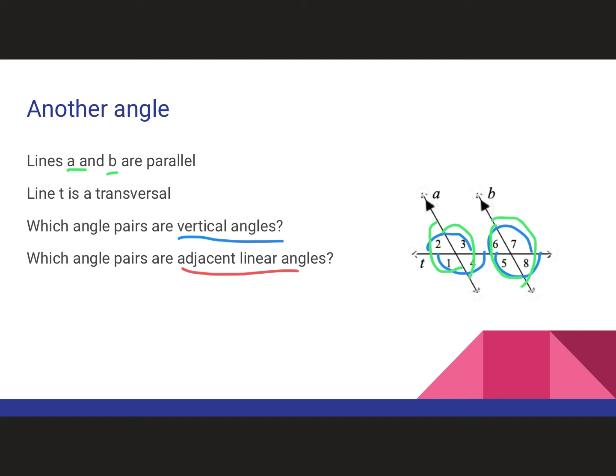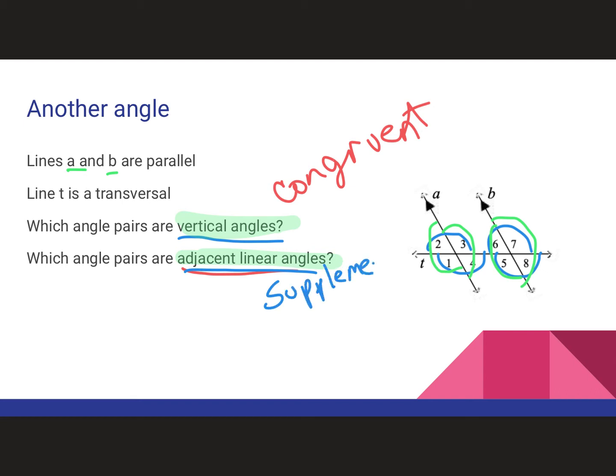If we remember vertical angles and adjacent linear angles, we know things about them. Vertical angles are congruent. They're the same. Wow, that's an ugly N. And adjacent linear angles are supplementary. They add up to 180.